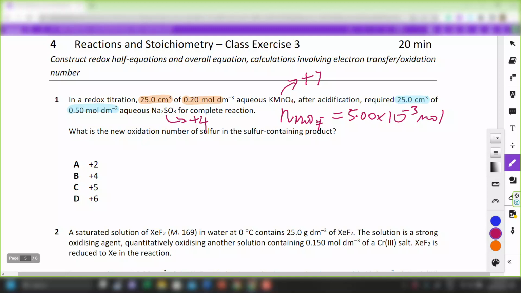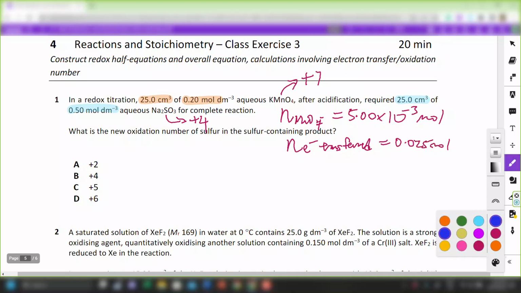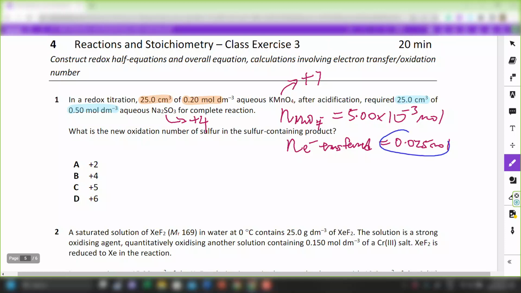So following up this calculation, we can calculate the number of moles of electrons transferred. Okay, so this is a very important calculation. So we need to multiply this value by 5. Okay, so we're going to get 0.025 moles. Then based on this, you will know that the electrons transferred to 5.00 × 10⁻³ moles of permanganate, which is this amount, must come from this particular concentration and this particular volume of sodium sulfite. So again, we're going to calculate the number of moles of sodium sulfite.